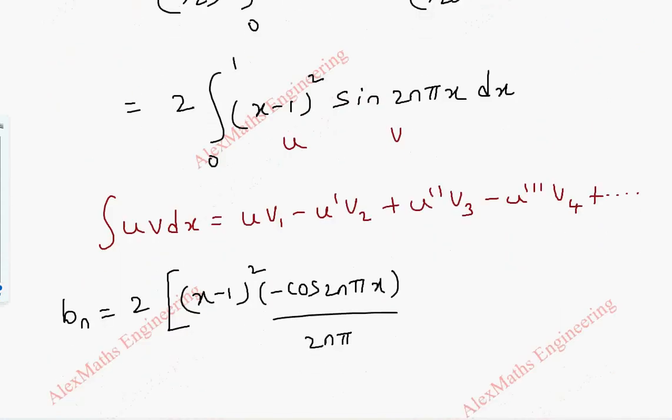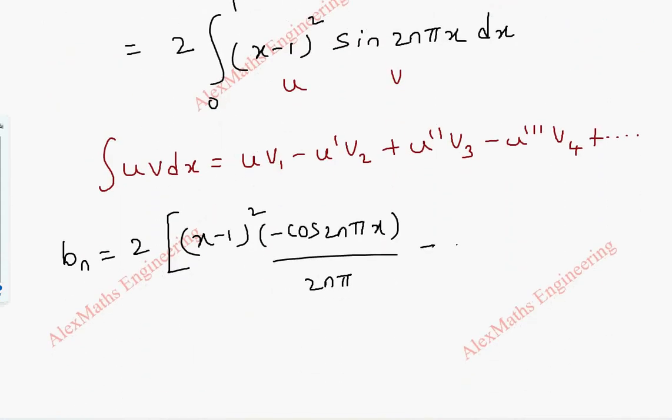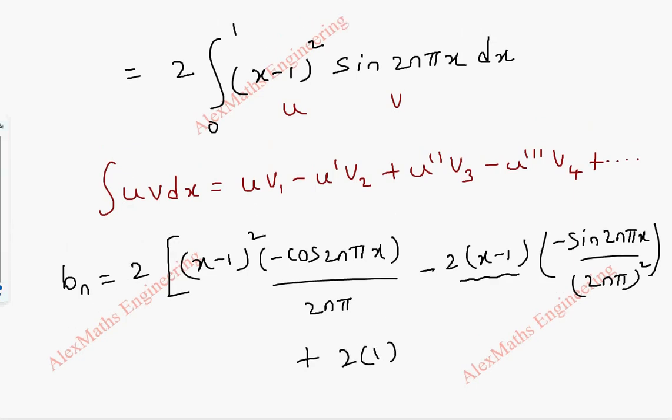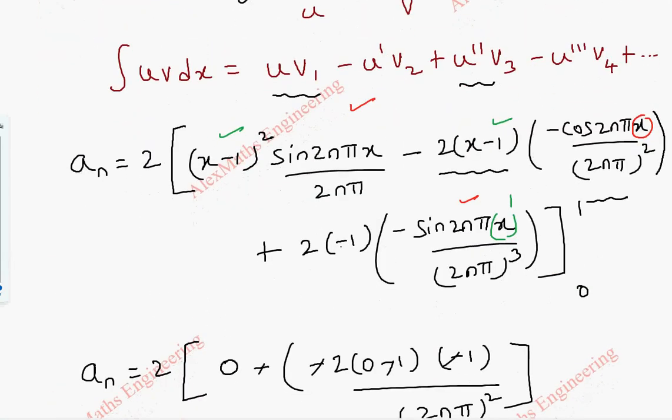Now minus u dash, which is 2 into x minus 1, and v2 is integration of v1, which is minus sin 2n pi x by 2n pi whole square, plus u double dash. U double dash is derivative of this without the minus sign, which is 2 into 1. Actually, when we do an, this is supposed to be plus because its derivative is 2 into 1. But anyway, this term becomes 0 in both the cases.